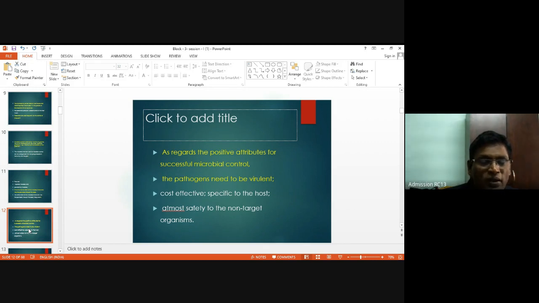So that is why the microbes we are going to use should be virulent, cost effective, host specific, and also safe to the non-target organisms.